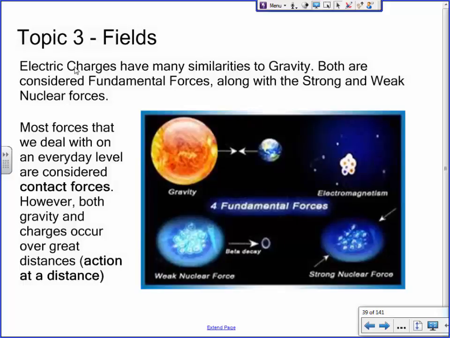Does that make sense? So what we need to do today now is talk about that same concept of a field and how it works from an electrostatics point of view. So let me start with my first slide here. We've already talked about how electric charges are similar to gravity. I've told you guys about these 4 fundamental forces at some point.